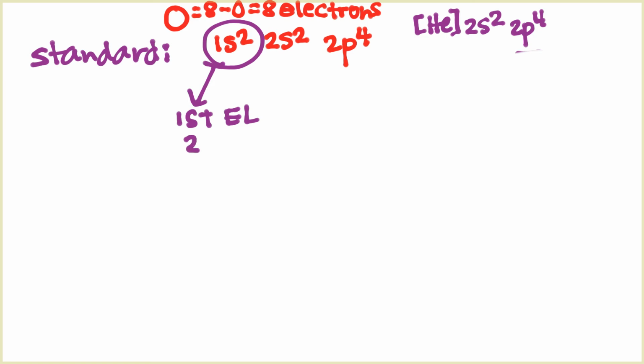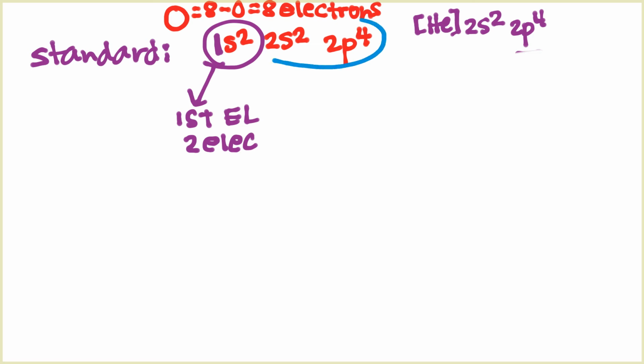And I got 2 electrons. Again, how do I know? It's because the big number in front tells you the energy level, and then the exponent tells you the number of electrons, right? Look at the next one.